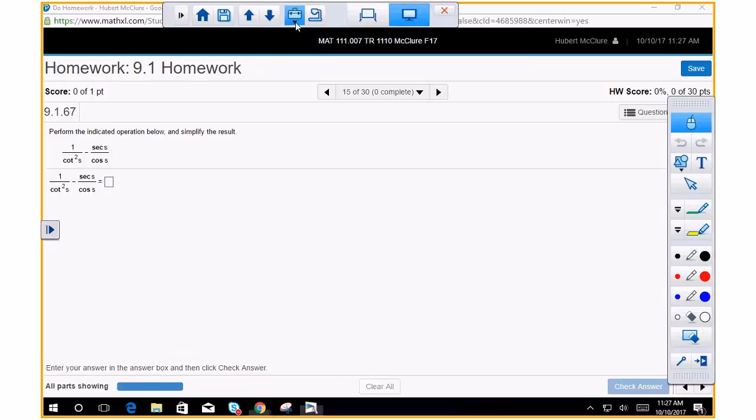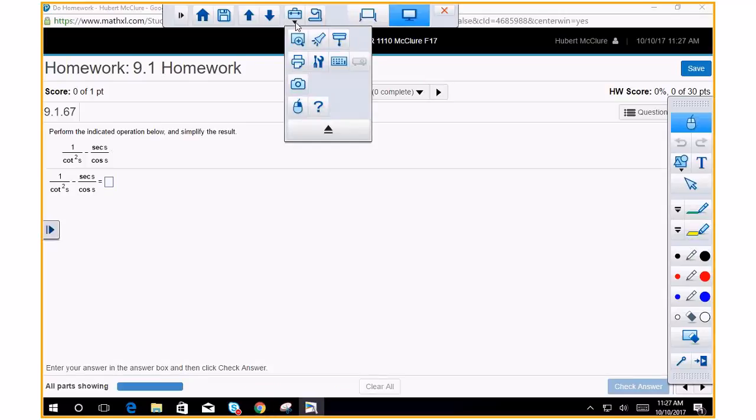Shoot, I can't bring in pictures, can I? Nope, sure can't. So I need to sniff this out.